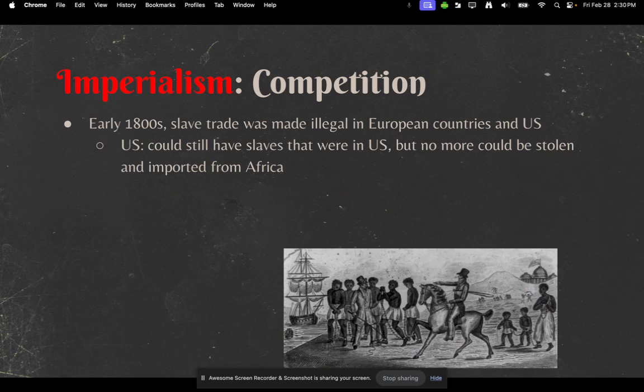So, in the early 1800s, slave trade was made illegal in European countries and the United States. Kind of the little asterisk by the United States is that the US still had slaves in the United States, but no more people from Africa could be stolen and imported into the United States, although slavery existed in the United States until 1865, at the end of the Civil War.